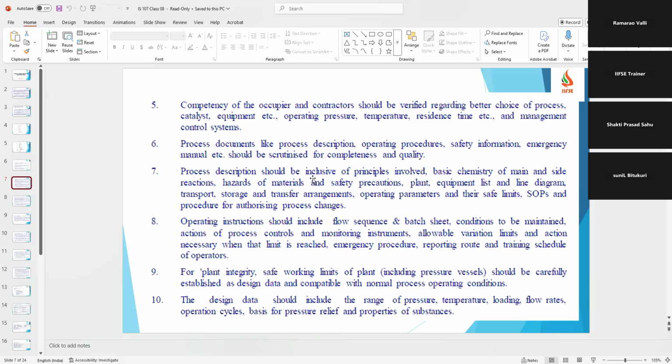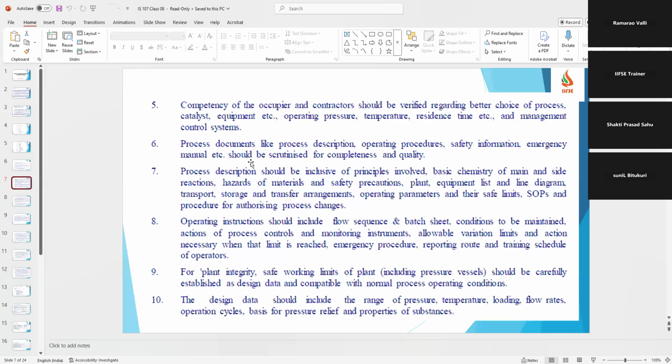So competency of the occupier. When you say competency of the occupier, the knowledge of the occupier and the contractor should be verified regarding the better choice of processes. When we say he is knowledgeable or he is so talented, it means that he will choose the better process or better equipments. Okay, and operating pressure, temperature, residence time, and also management controls. The competent manager or occupier always chooses the better process, systems, equipments, and controls in place.